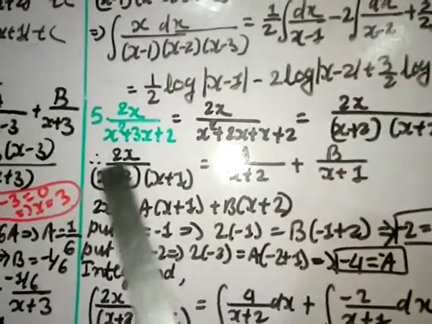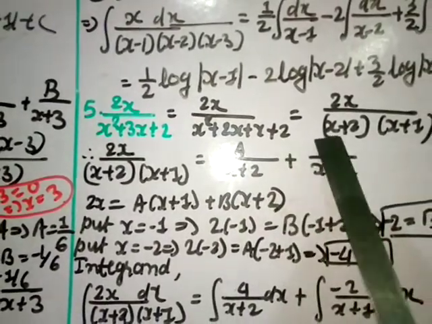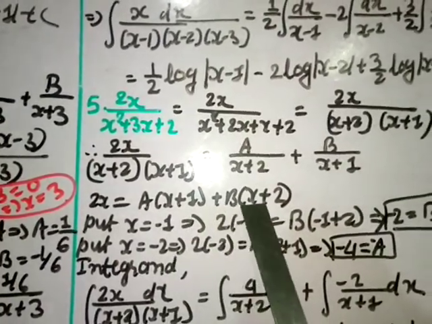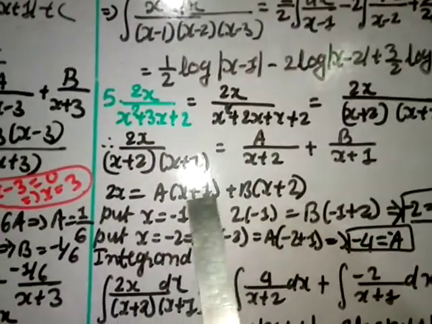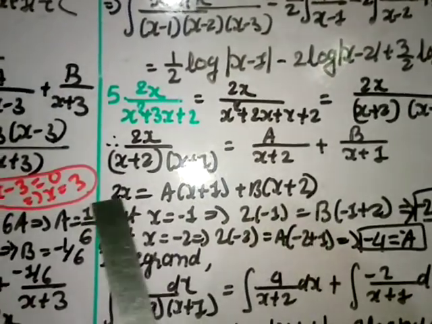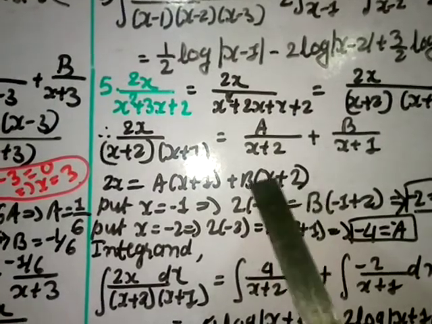So how can we write this? A divided by x plus 2 plus b divided by x plus 1. Cross multiply and cut the denominator, so you get a times x plus 1, plus b times x plus 2. Put the zero of x plus 1 first, that is minus 1. So this will cancel, this will remain. Here 2 into minus 1 gives you minus 2, and here minus 1 plus 2 gives you plus 1.